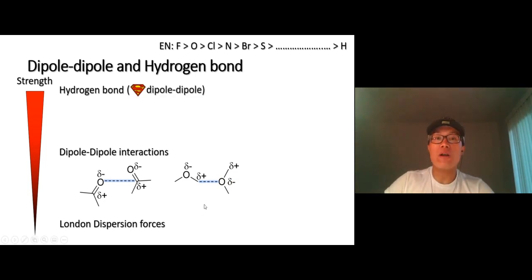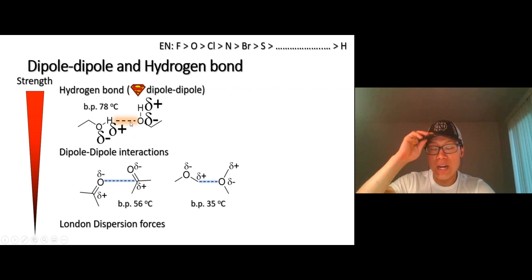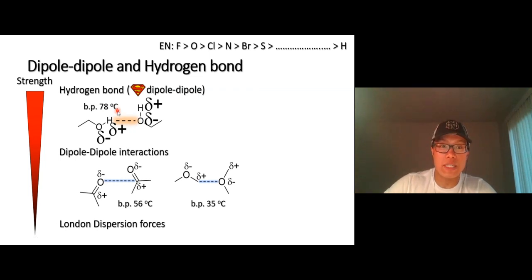Now, hydrogen bond is exactly like dipole interaction, but it's stronger, super strong. And this is how it works. For example, ethanol, OH bond right there. The difference in electronegativity is higher, so the partial charge is larger than the one in dipole. They can form dipole interaction right here, but it's stronger, so we call it hydrogen bond. If you look at the boiling point, ethanol is 78 degrees Celsius, acetone 56, and dimethyl ether only 35. Ethanol has the high boiling point because the interaction right here is really strong.